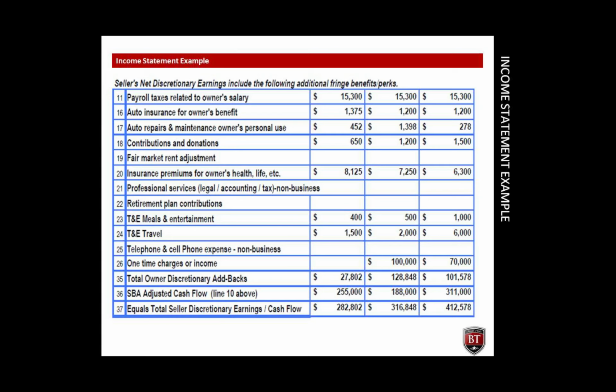These expenses are common. Remember that just a portion of these costs should be added back, those that are non-business. Telephone, cell phone, data, etc. may be partially non-business. Other discretionary expenses: one-time expenses, as we discussed before. After studying this chart for a while, you can see how this recast changes the perception of the business as it relates to cash flow. Now we have a business that is cash flowing from $282,802 to $412,578 a year over the last 3 years.